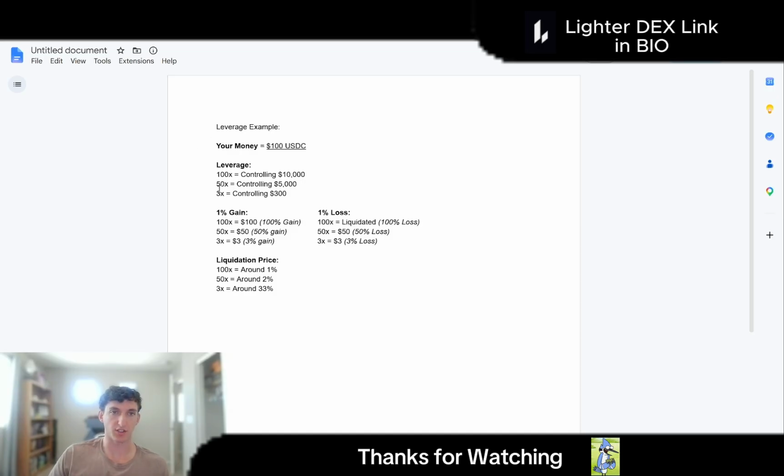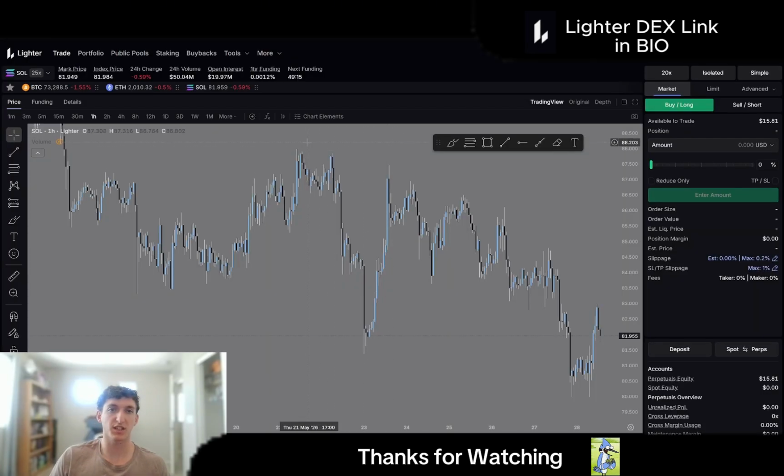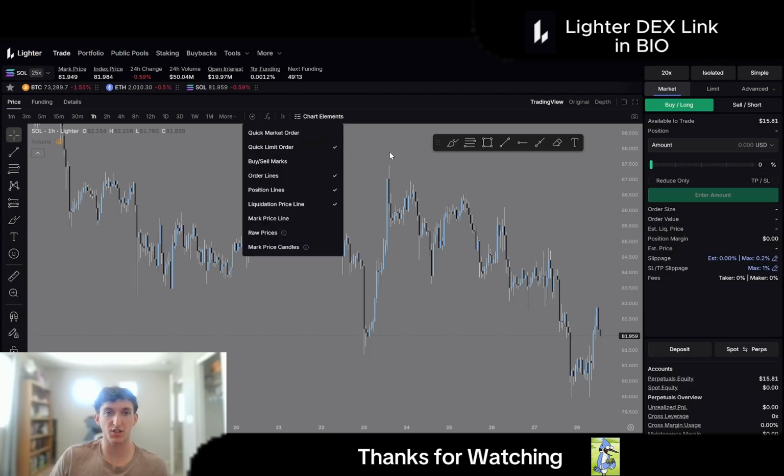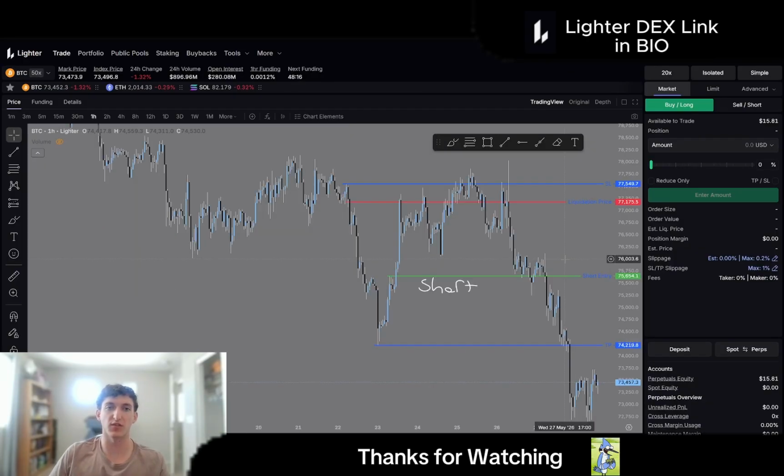You should definitely screenshot this. But don't stress too much because Lighter lets you display your liquidation price through the chart elements tab right here. The way you determine how much leverage to use depends on where your stop loss is. For example, if you're shorting at this green line, 50x leverage, and your stop loss is at this high, but your liquidation price is only 2% away, you would get liquidated before you got stopped out.